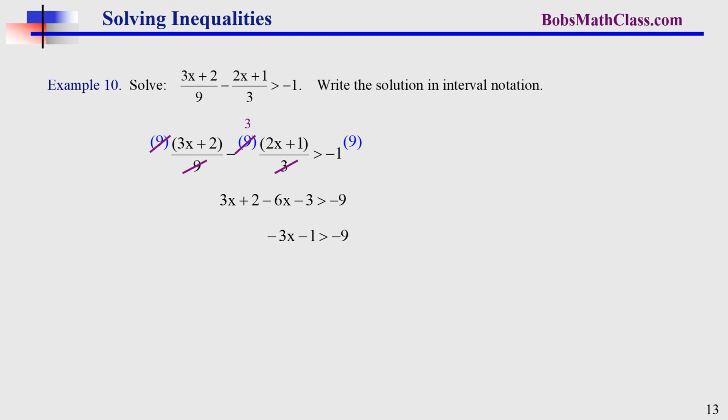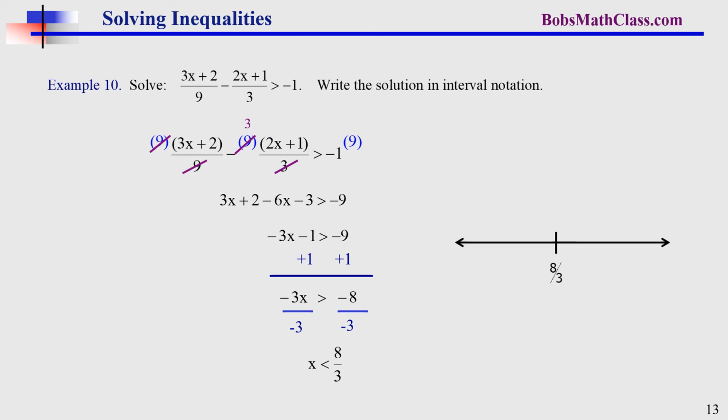Get x by itself, so add 1 to both sides. Then divide by negative 3. Oh, here we go. We're dividing by a negative, so we have to flip it. X is less than 8/3.